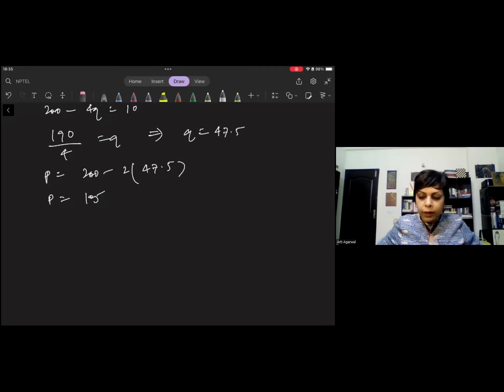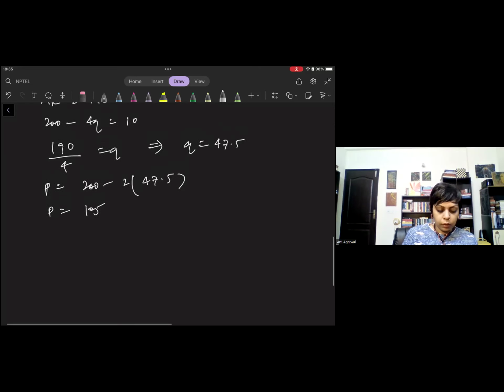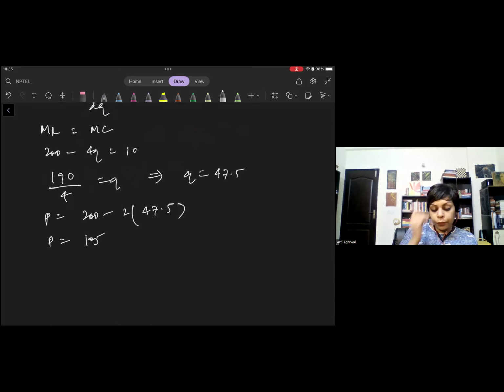Okay, so if we compare this outcome with the perfect competition case, you can see that the price is 105 here, and the quantity is 47.5, which is not at all good for society, right? It may be good for the seller, but it is not exactly the ideal outcome for the consumer.